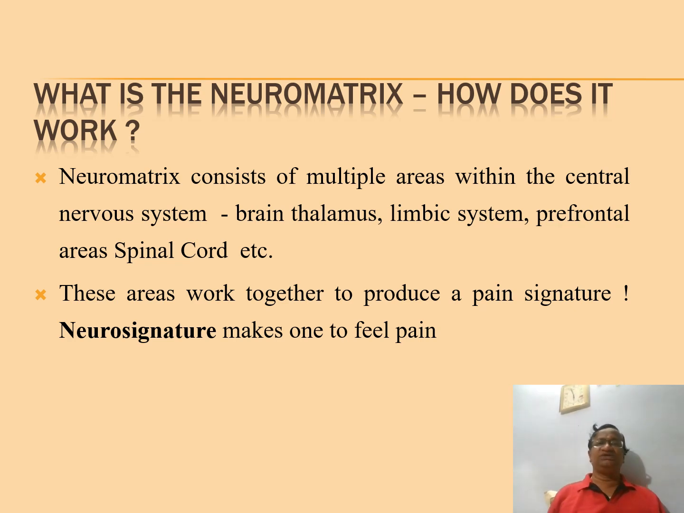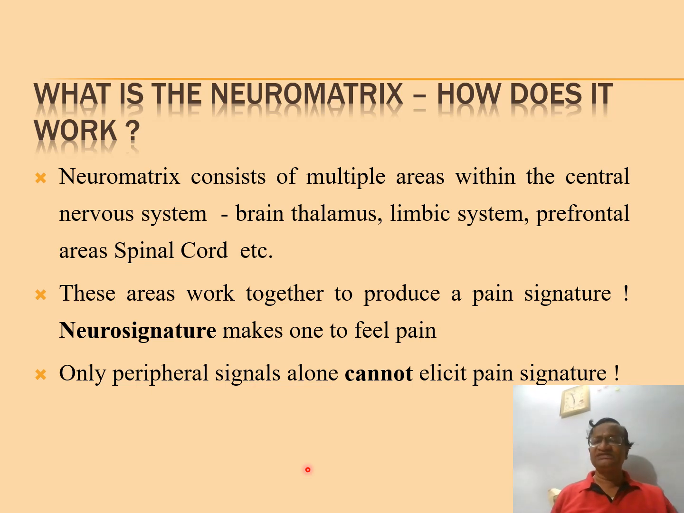So what is the neuromatrix? How does it work? There are a lot of things which cannot be explained by the gate control theory. The neuromatrix consists of multiple areas within the central nervous system: brain, thalamus, limbic system, prefrontal areas, spinal cord, etc. They work together to produce a pain signature. This is what makes one feel pain. This is what is called the neuromatrix theory. Peripheral signals alone cannot elicit a pain signature. It has to be the impulse causing all these things to work together. The limbic system provides the affective component, because otherwise there would be only a sensory component. All these things together are what is called the neurosignature.